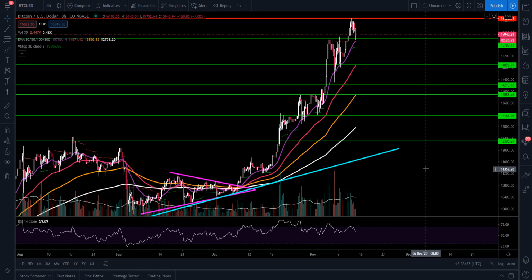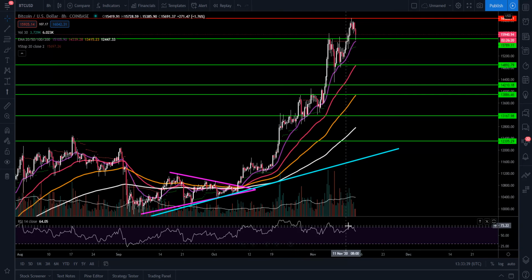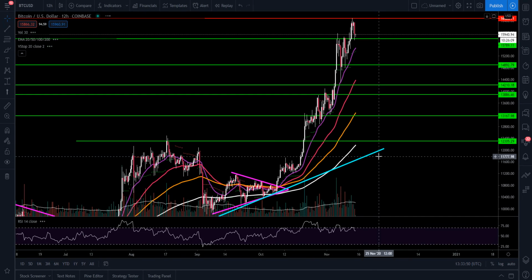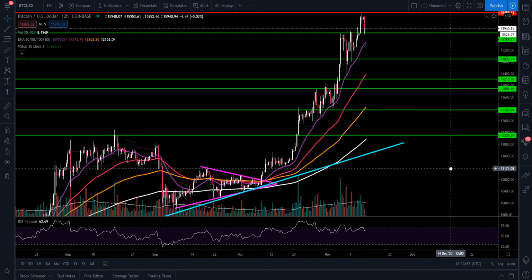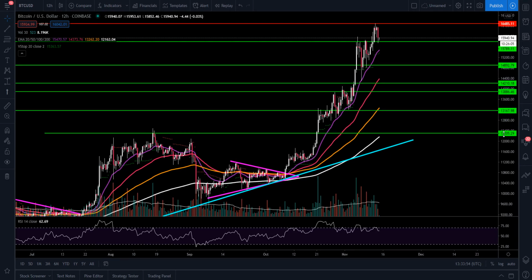See if we can hold up above that. Still same deal, divergence, price moving up, relative strength, lower highs taking place on it. On the 8 hour, RSI is at 59 right now. If we move into the 12 hour, this one I really like to use for cryptocurrency. Since it's a 24 hour market, the 12 is really good to use.